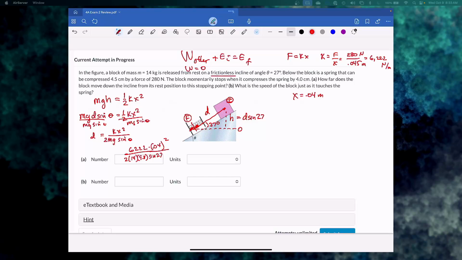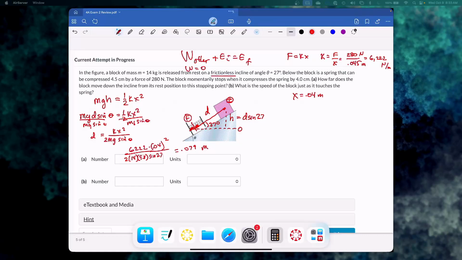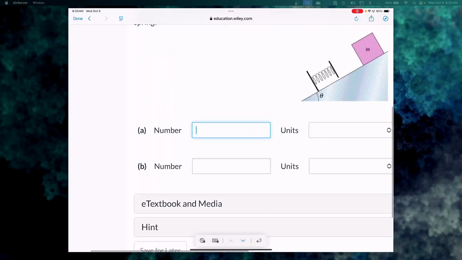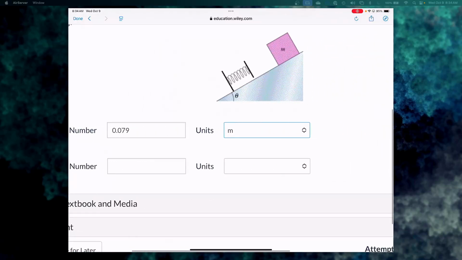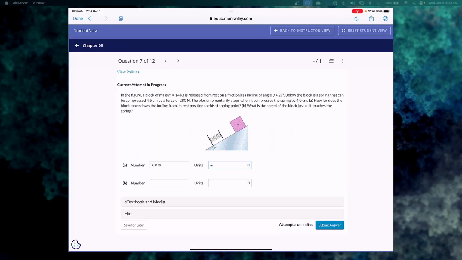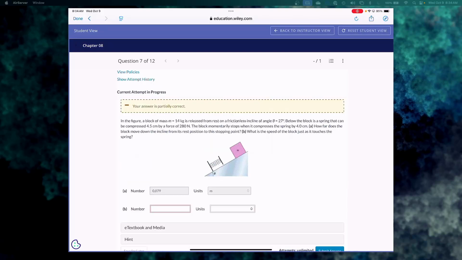Did anybody have that yet? I got 0.079 meters. 0.079, so 0.08? 0.079 meters. Give me a second. Before I hit the magic button, ask your question again. Wouldn't our sine data be negative in this case? No. Because that's our positive. This is energy. It doesn't care about direction. All right. Submit.